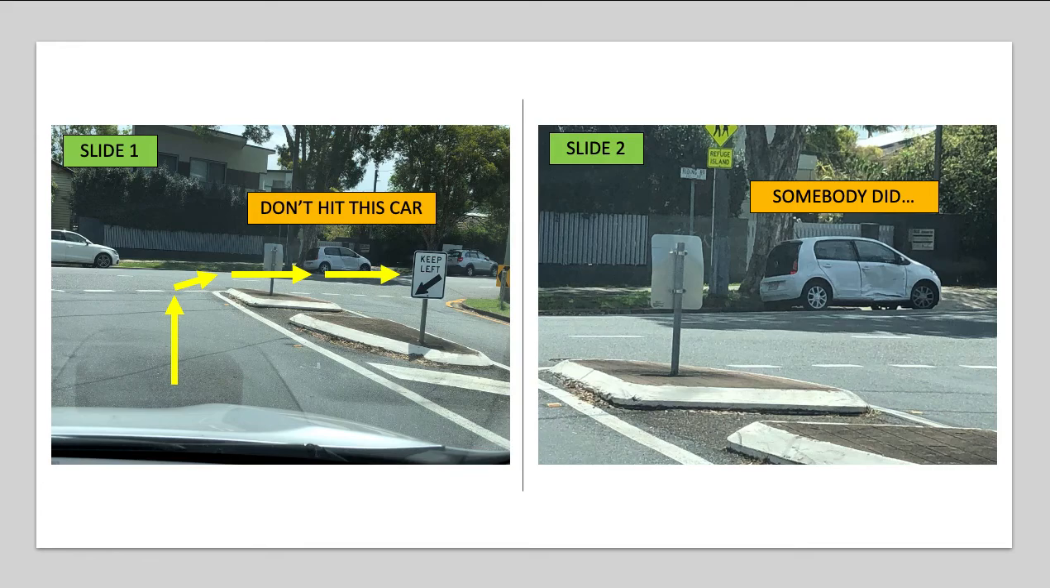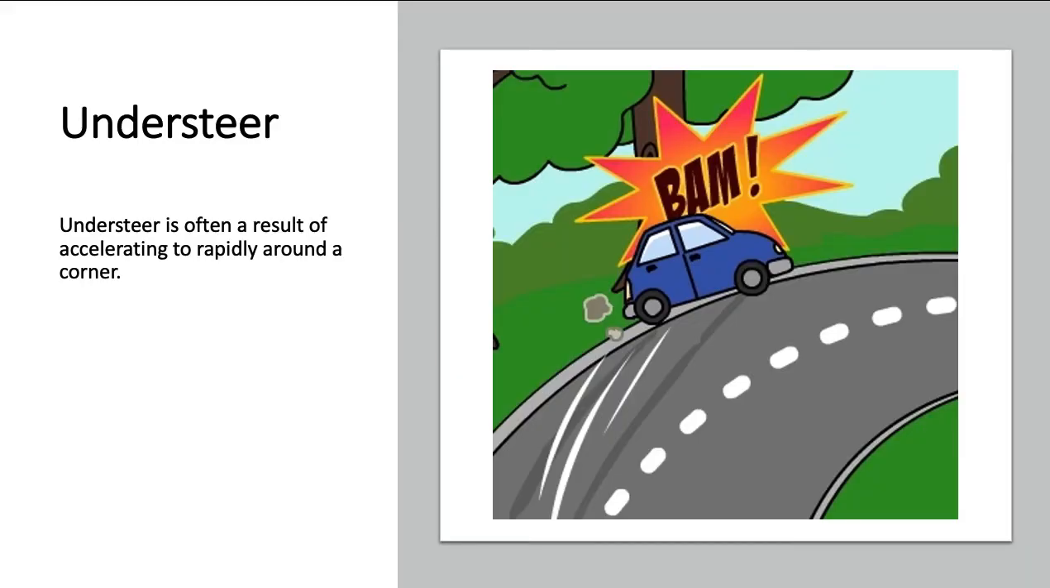Now, this is a real photo that I took near my place of a crash that happened. I don't know if it was a learner driver or not, but a vehicle was coming up to a T-section, and the white Honda Jazz, I think it is, was parked on the other side of the road, and someone drove around the corner straight into the driver's door. So there's an example of where that has occurred. Understeer is often the result of accelerating too rapidly around the corner. So we're again coming back to this concept of making sure that we are taking the corner at the correct speed, correct gear, correct road position.